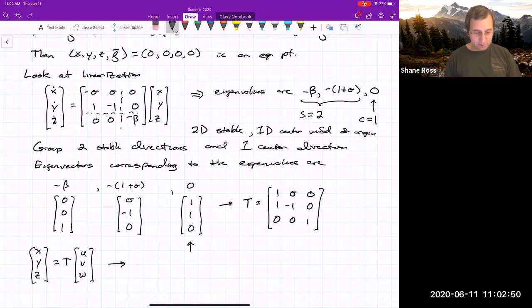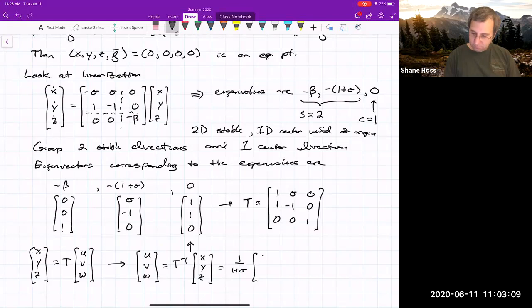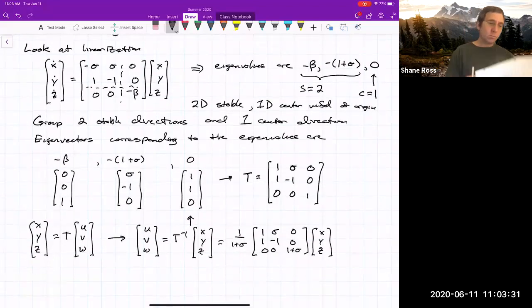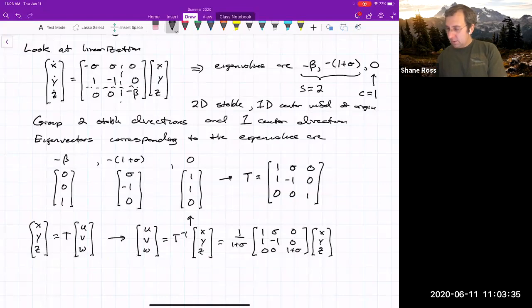And we'll also need the inverse. So I've already pre-calculated the inverse for you. So U, V, and W equals T inverse times X, Y, and Z. And that is 1 over 1 plus sigma, times the matrix with rows 1, sigma, 0; 1, negative 1, 0; 0, 0, 1 plus sigma, times X, Y, and Z. Okay. Then what?